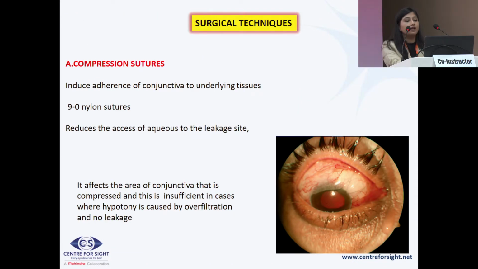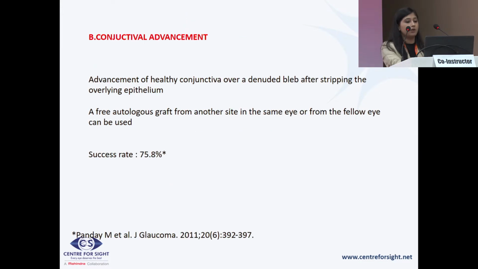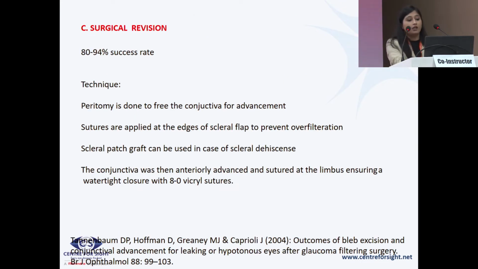and we can seal the leak as well. Compression sutures can be applied over the point where there is a leak, and in case it's an overfiltering bleb, we can apply multiple compression sutures. Conjunctival advancement can be done. Surgical revision actually has the highest success rate, 80 to 95%.